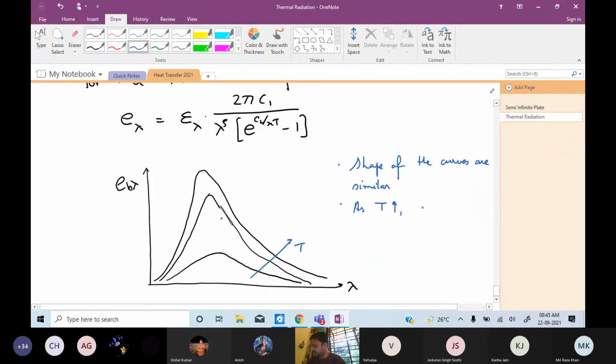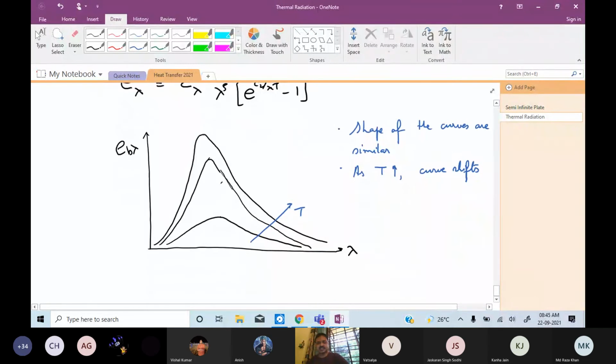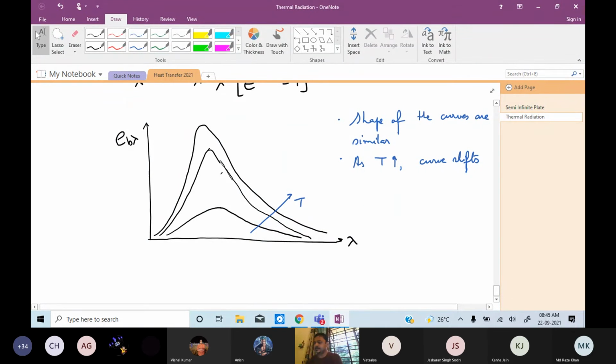As temperature increases, the curve shifts to higher values. Which means that as your temperature goes up, the radiation given out, emitted, is also higher.